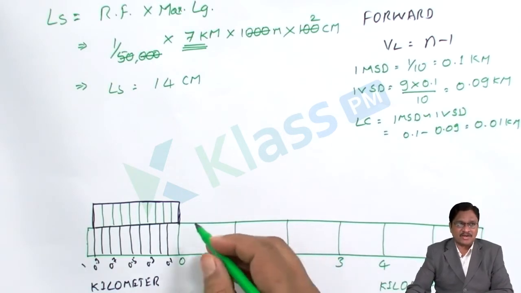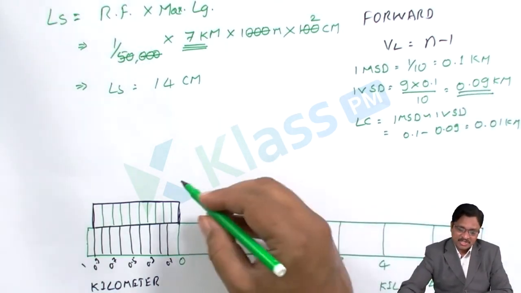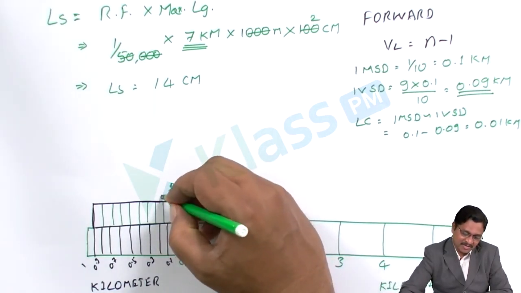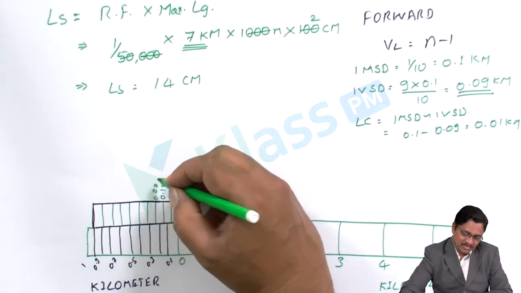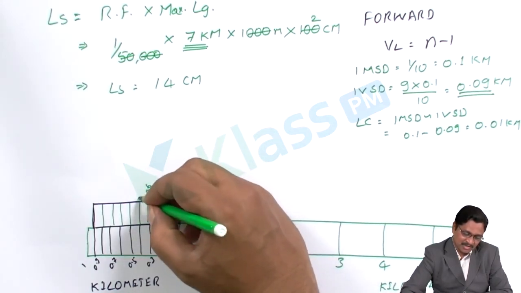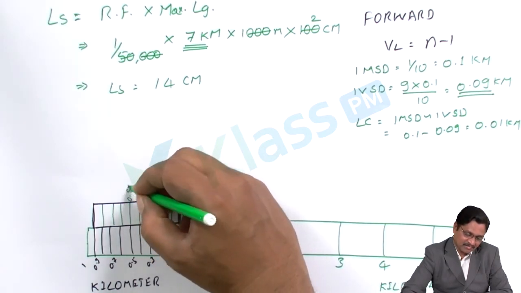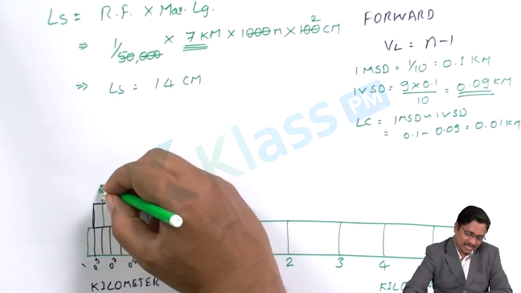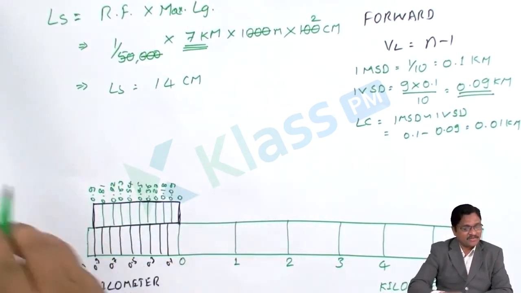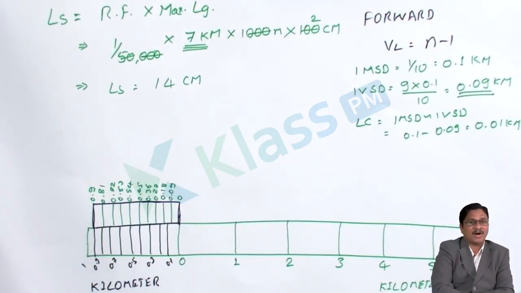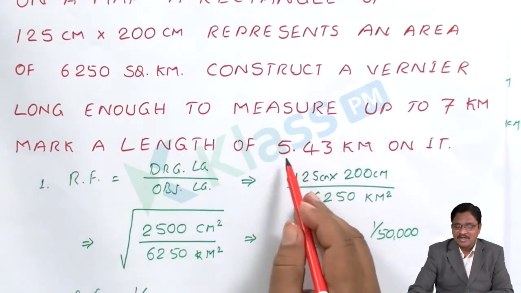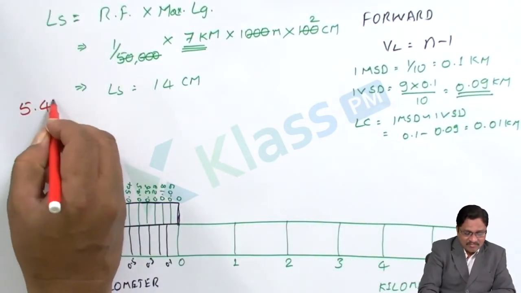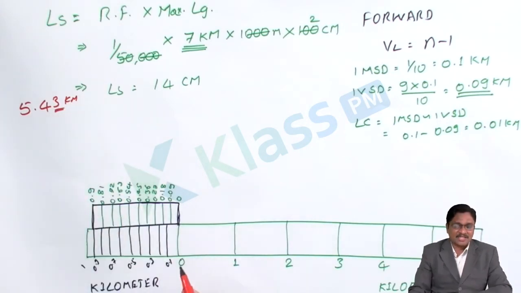Then write each value considering the VSD value. 0.09 matches with 0, so this will be 0, this will be 0.09, this will be 0.18, 0.27, 0.36, 0.45, 0.54, 0.63, 0.72, 0.81 and 0.9. Once you identify these, the leftover is the distance to be marked. What is the distance to be marked? 5.43 kilometer to mark.